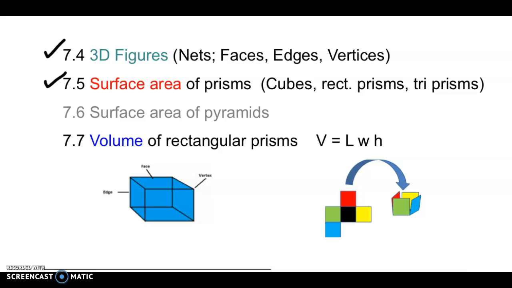Hi everybody, here is a quick overview of 7.4 and 7.5. This week we're looking at three-dimensional figures in geometry, talking about their nets, and also faces, edges, and vertices. And then we'll move into surface area of prisms like cubes, rectangular prisms, and triangular prisms.